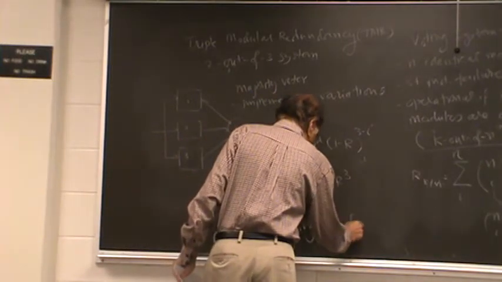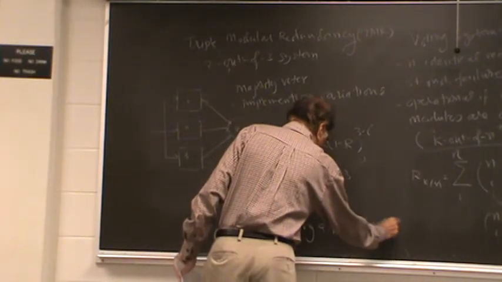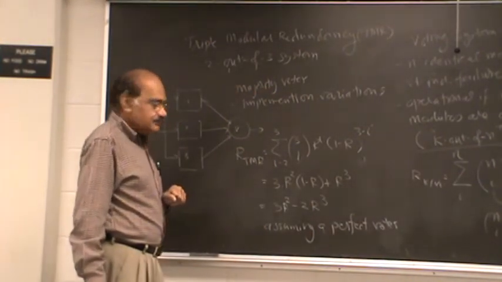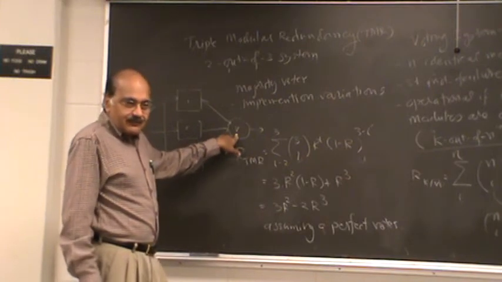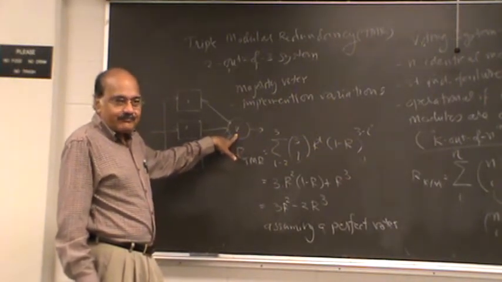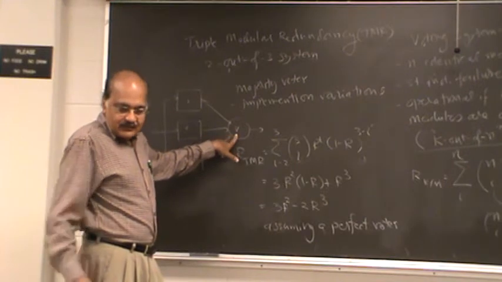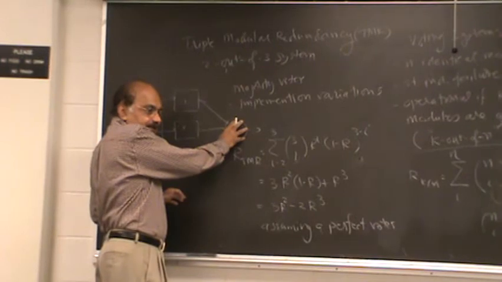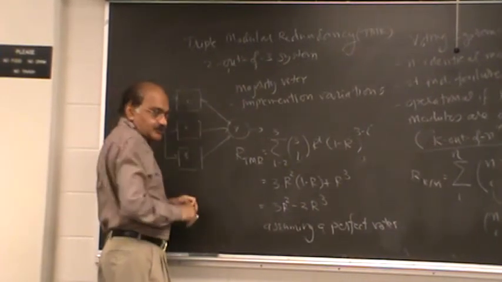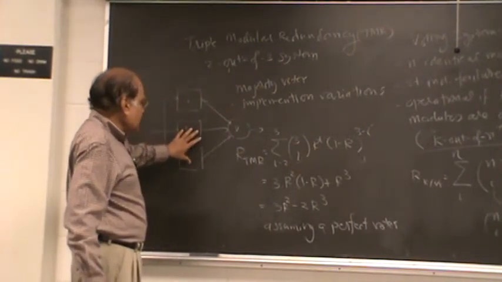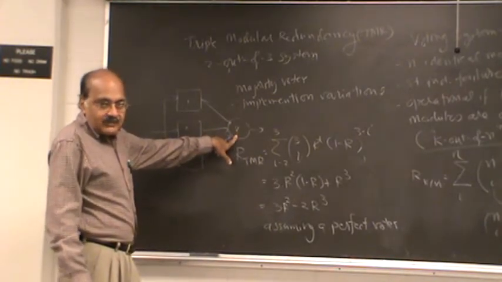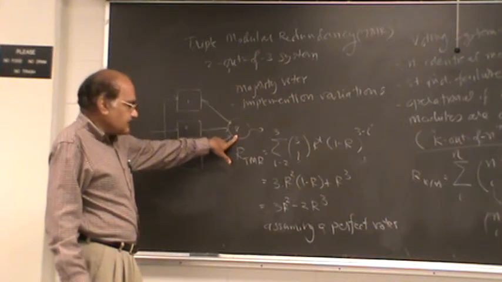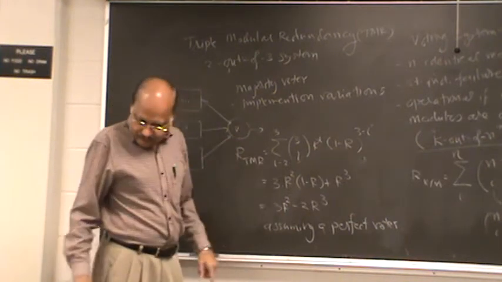assuming a perfect voter. Here we are assuming that the voter is perfect. Is that a good assumption, that the voter is perfect? It's a reasonable assumption if the complexity of this is much smaller than the complexity of this. So if each of them is much more complex than the voter, then the probability of the voter being bad is low, and hence reliability is basically determined by this.